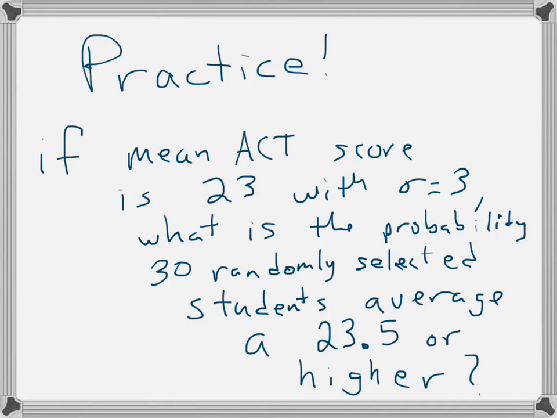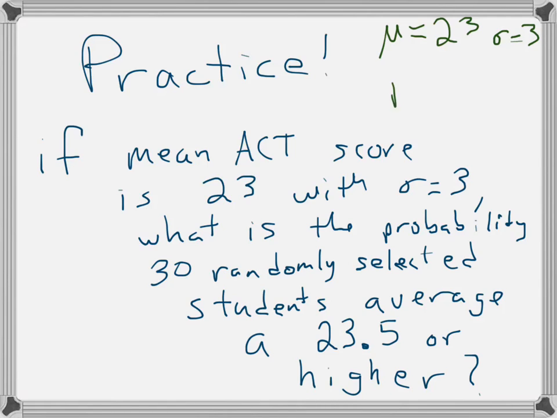Alright, it's time to go over some of these practice problems. First of all, let's try to take away all of the relevant information from the problem and write it down as variables. So we know that the average ACT score is 23. So I'm going to write at the top the mean is 23. We also know that the standard deviation is 3.